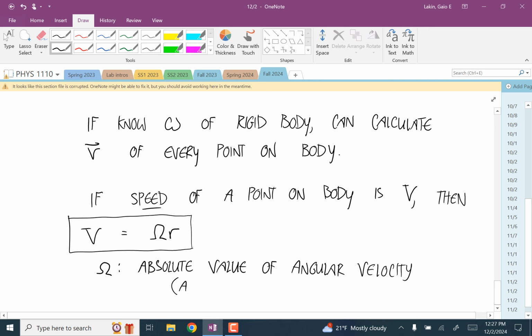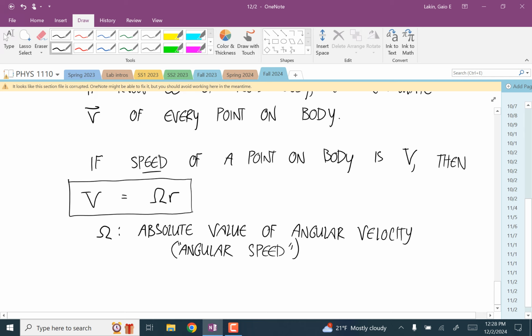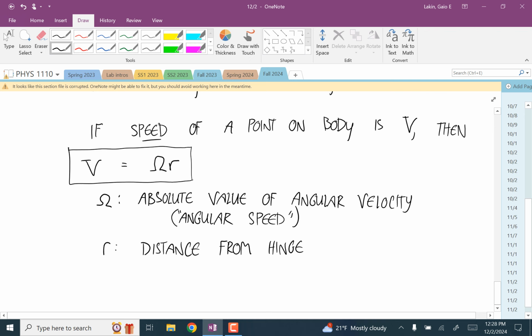You can think of this as the angular speed, because it's the velocity without information about the direction. And this r is the distance from the hinge, or the point that this body is rotating around, to the desired point.